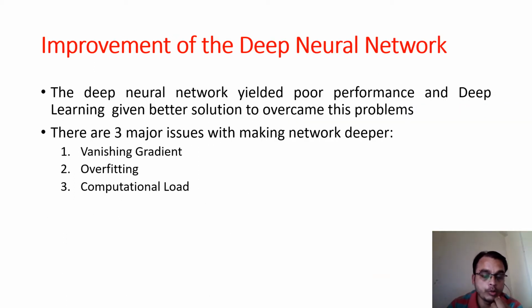So how do we overcome such issues? To overcome such issues, we have different options. These are the three different problems to overcome in the deep neural network mechanism. What are those? The first is the vanishing gradient, the second is overfitting, and the third is computational load. These three we are going to discuss in the next slides.